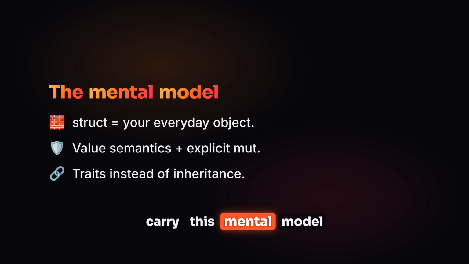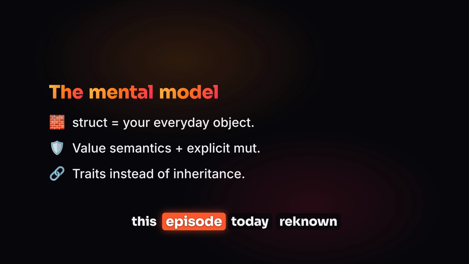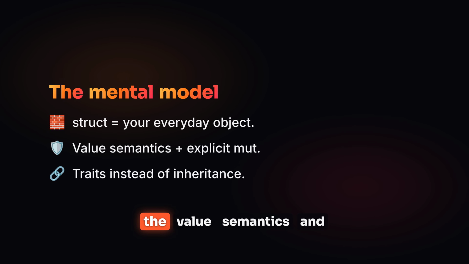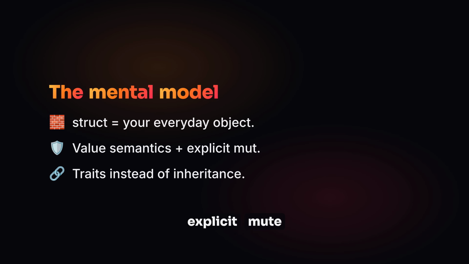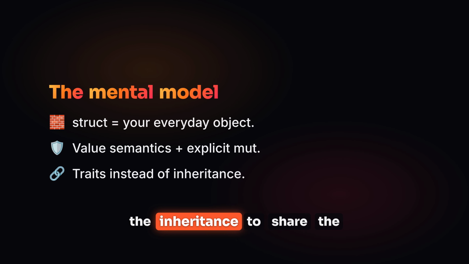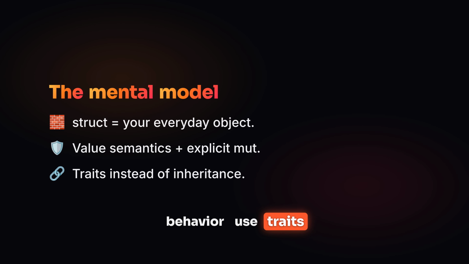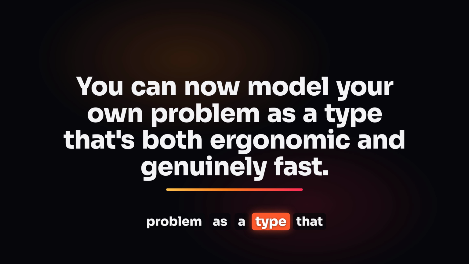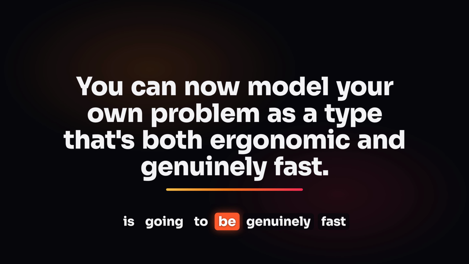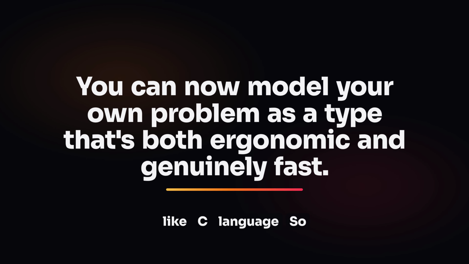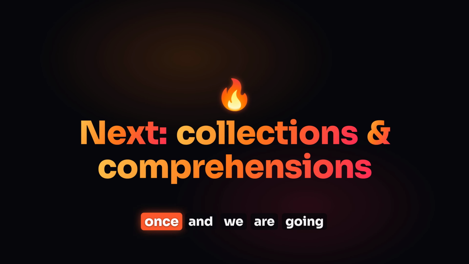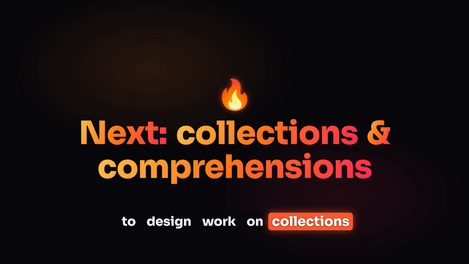So carry this mental model forward, what you learned in this episode today. Reach for a struct as your everyday object. Lean on the value semantics and explicit mutability. And in Mojo, if you want to share behavior, use traits instead of inheritance. Now you have learned this concept where you can frame your own problem as a type that looks like Python, but is genuinely fast like C. So in the next episode, we are going to hold and reshape a lot of these values at once, and we are going to work on collections and comprehensions.